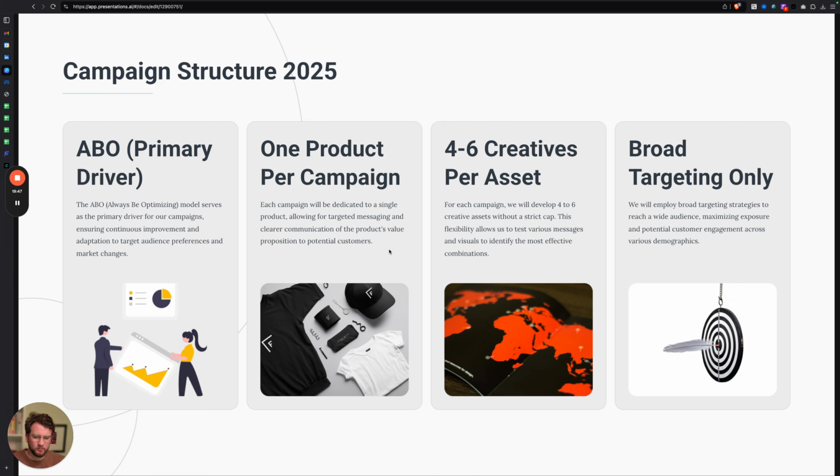Now, we talked about this previously, but again, ABO, one product per campaign. Okay, so every campaign is one SKU. And then again, aesthetic brands can have variant testing or creative format testing, depending on how their merchandising is structured.